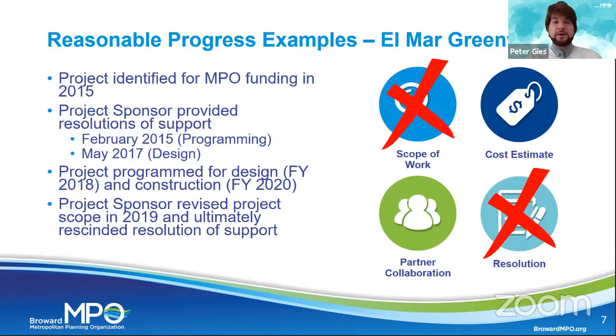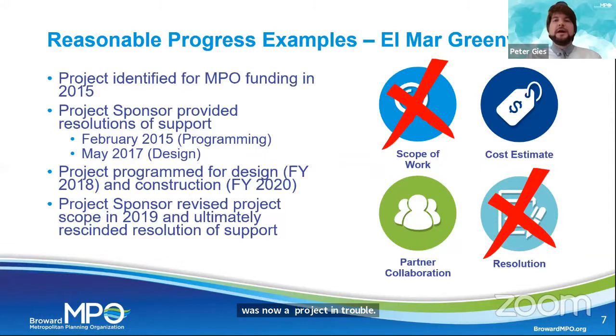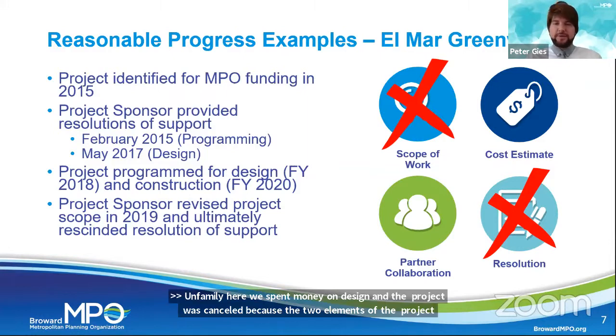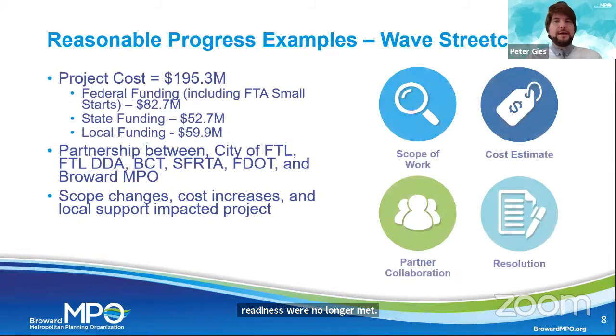And unfortunately here, we'd spent money on design and the project ended up having to be canceled because those two elements of the project readiness were no longer met. Again, scope of work and resolution having been rescinded here in this case. The next project is the Wave Streetcar. This is obviously a big example where many partners were involved.